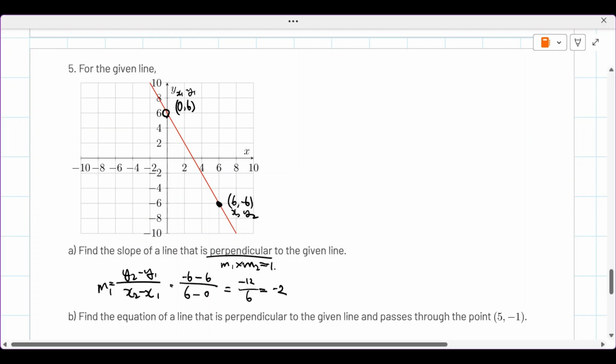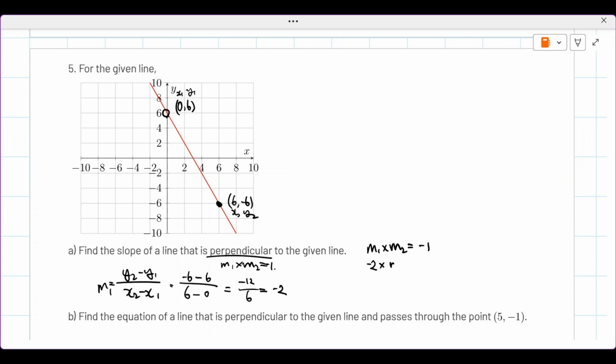Let's call that m1. Now that I know that m1 is -2, let's use the formula to find m2. m1, which is -2, times m2 is -1. So that means m2 is equal to 1 over 2. So we know that the slope of a line that is perpendicular to the given line is going to be 1 over 2.